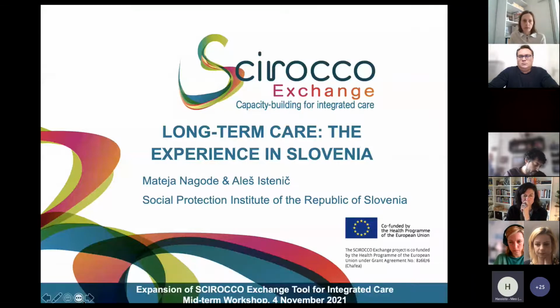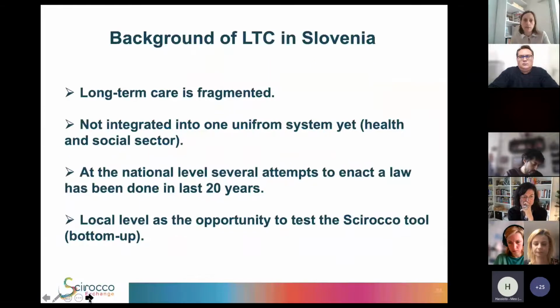So today I would like to share with you the Slovenian experience of using the Scirocco tool. And first of all, I would like to give you just a little bit of background. Long-term care in Slovenia is not integrated into a single system, but is largely divided between the health and social sectors. At the national level, several attempts have been made over the past 20 years to enact a single law on long-term care. So it is mainly for this reason that we decided to use the Scirocco tool at the local level as part of the Scirocco exchange project.